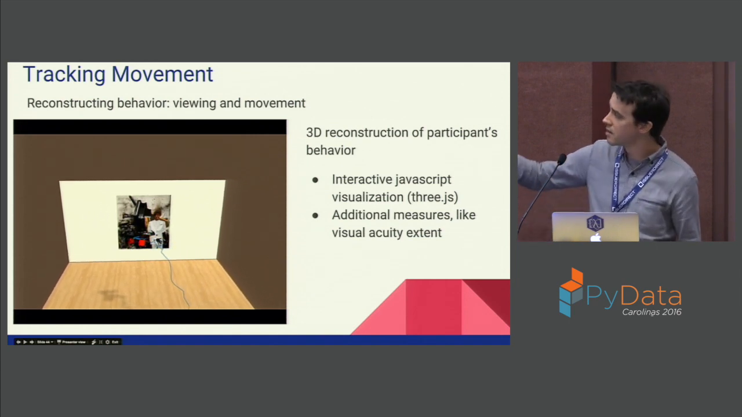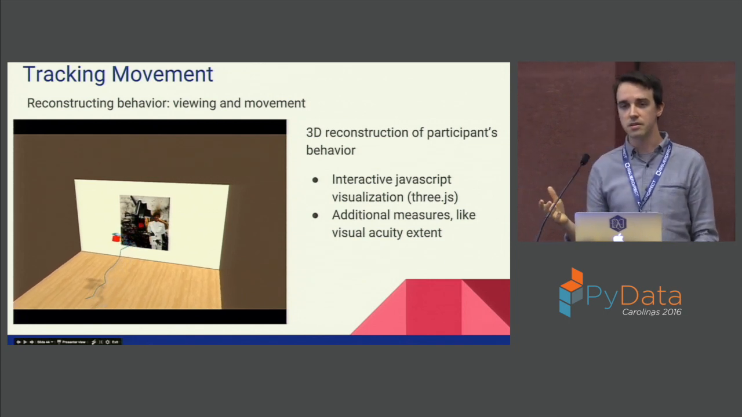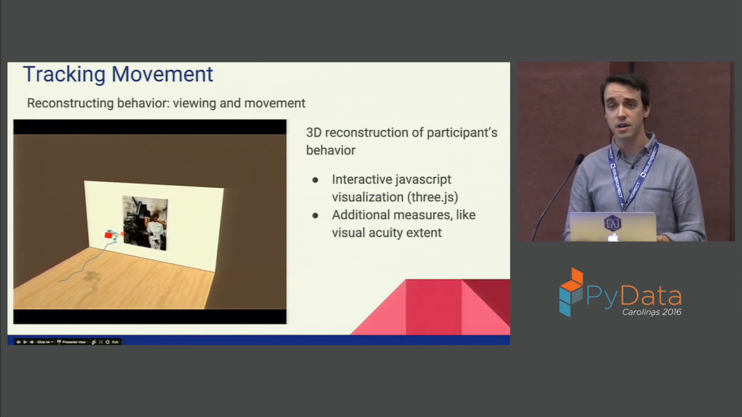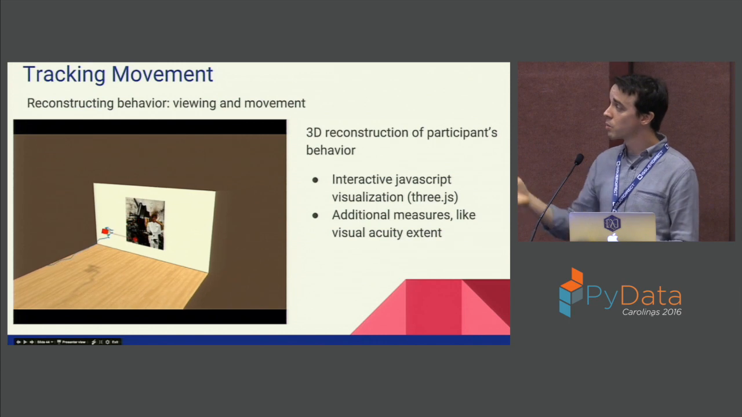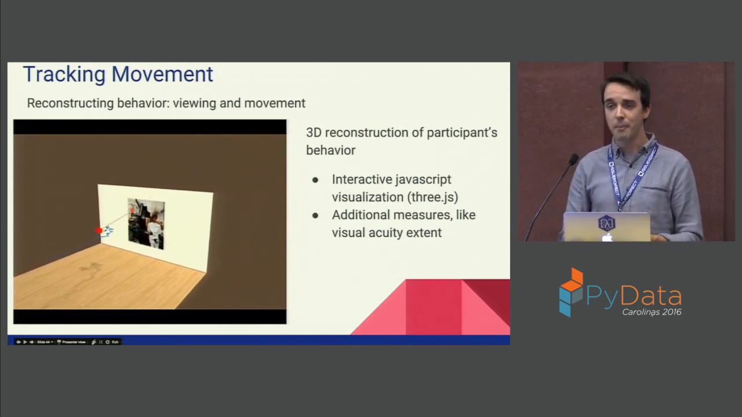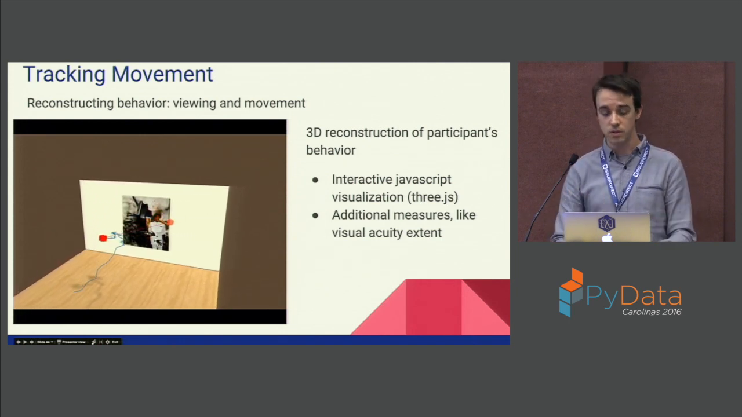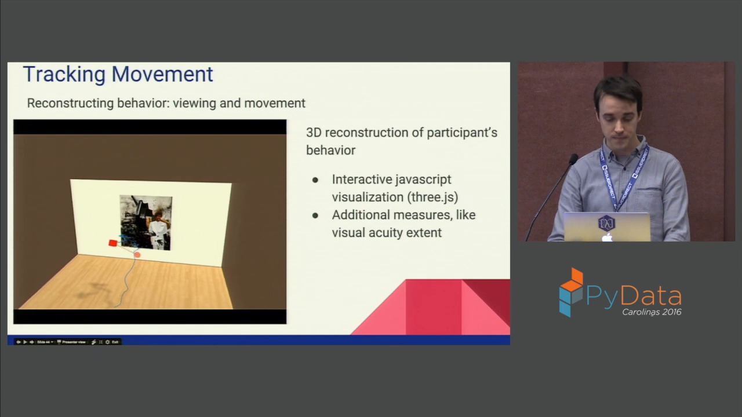So this is a movie that we created, but the actual model was created using JavaScript. It's the three.js library for 3D modeling, which is really nice. And so the web version of this is interactive. You can pan, zoom around, and scrub back and forth in time, and really get a detailed look into what this person's doing throughout the course of it.